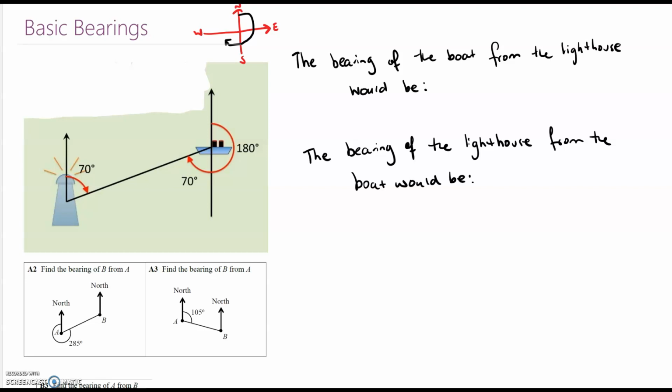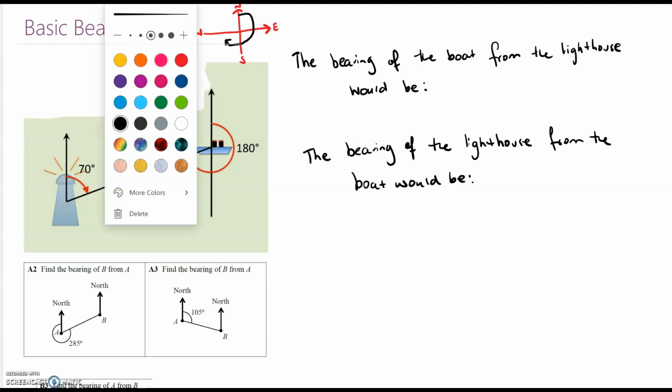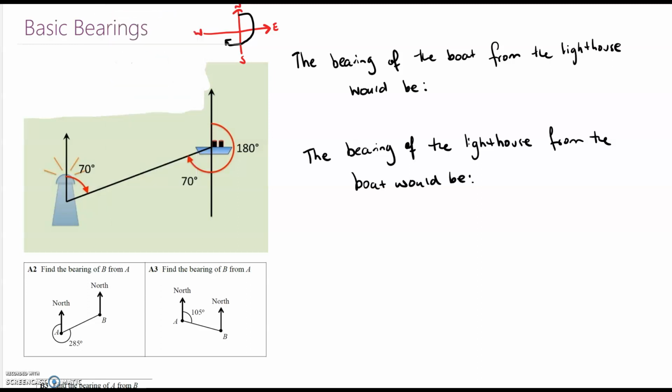Obviously what the angle is depends on what perspective you're looking at in going from one thing to another thing. So I've got this example here where I've got a lighthouse and a boat. The first thing is we're going to work out the bearing of the boat from the lighthouse. So we're saying, looking at the lighthouse, what angle is the boat from the lighthouse? Well, if this is north here, the boat is 70 degrees from the lighthouse on that angle. So therefore the bearing of the boat from the lighthouse would be 70 north.